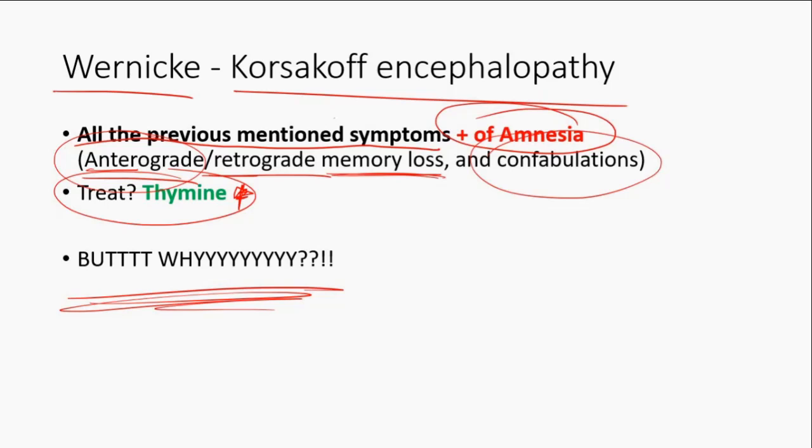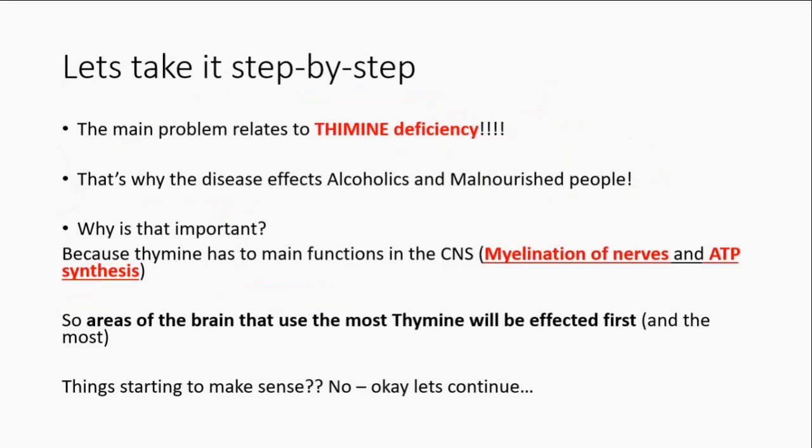So it's a little bit annoying to just memorize this, but if you take the next few minutes to try and understand, then it will be a lot easier to remember because things will just make sense. So, as promised, let's take it step by step and understand this condition perfectly. So, we said that the main problem with Wernicke-Korsakoff syndrome is a thiamine deficiency. So that's a vitamin B1 deficiency.